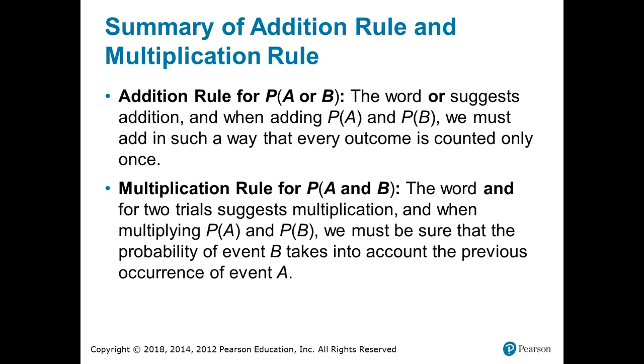Okay, so the summary right here is for addition rule. The word or suggests addition. And then when we're doing that, just make sure that you're adding those probabilities in a way that you only count each outcome once. And then with multiplication rule, the real key word is the word and. And then you look at if they're independent or dependent trials, and then do the equations that follows.